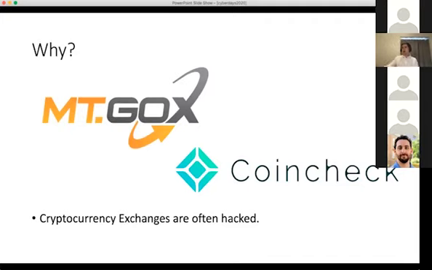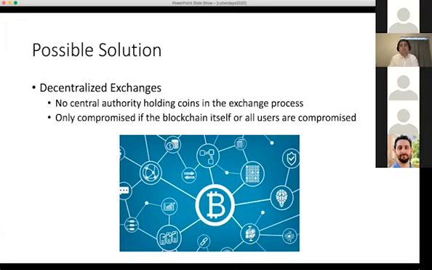Well, we have the problem of constructing secure cryptocurrency exchanges, which is a kind of service that is often hacked, resulting in the loss of billions of dollars. And one way of solving this problem, potentially, would be to decentralize the exchange in a way that there is no authority that holds the cryptocurrency spending keys during the exchange process.